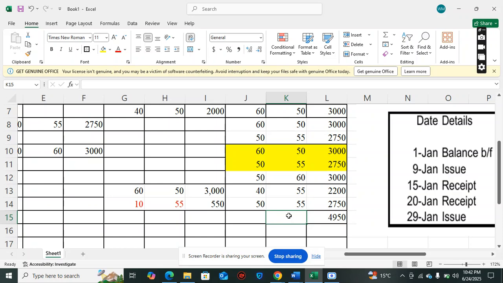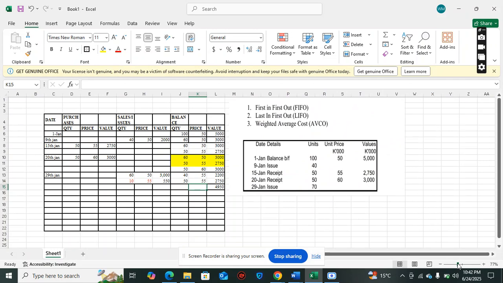Any questions before we now move to LIFO? Okay, we can move to LIFO, last in, first out. So with LIFO, the goods that came in last, or the latest goods, will be issued or sold first.